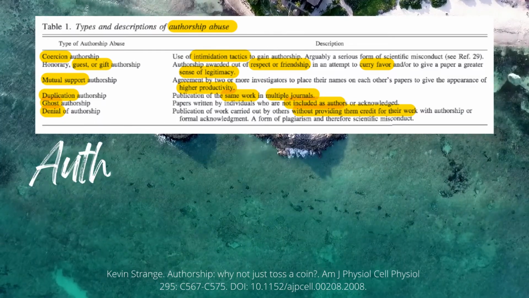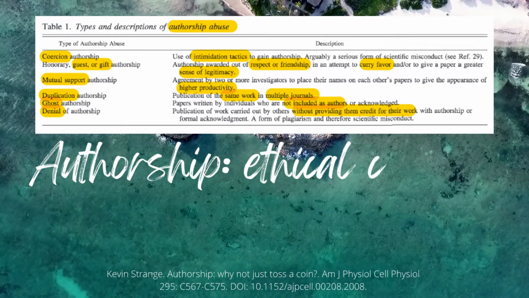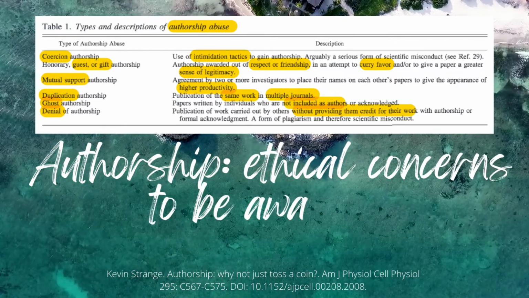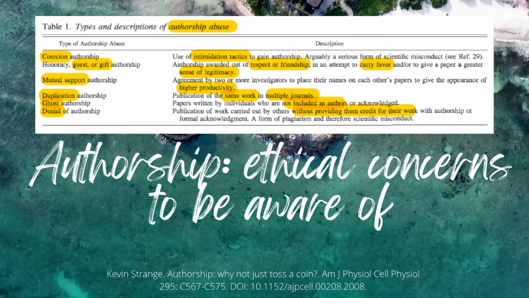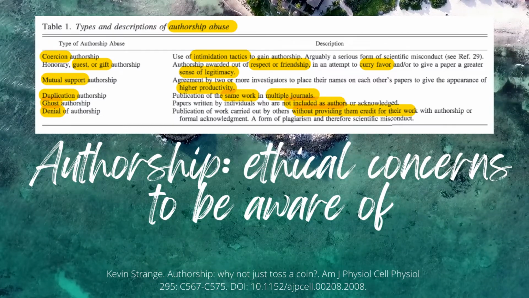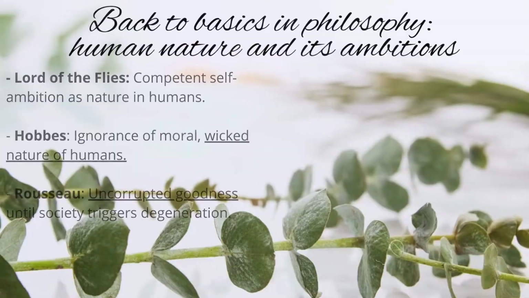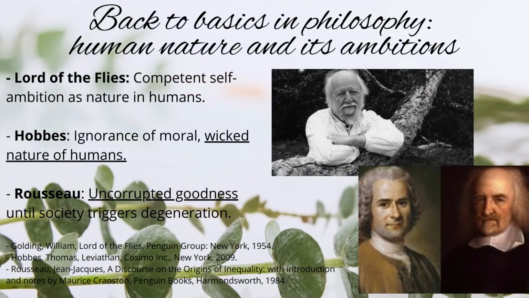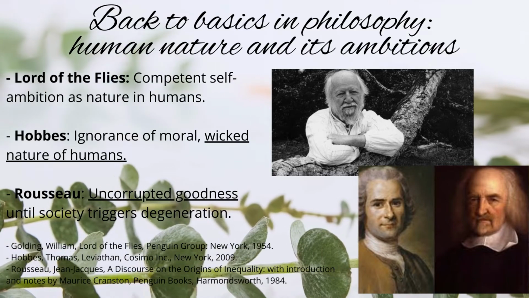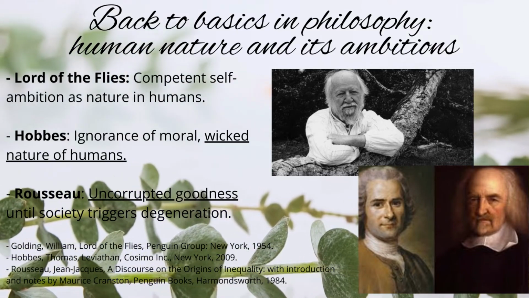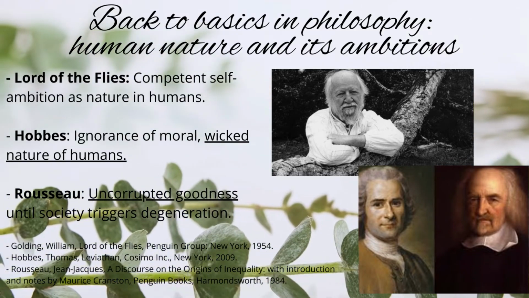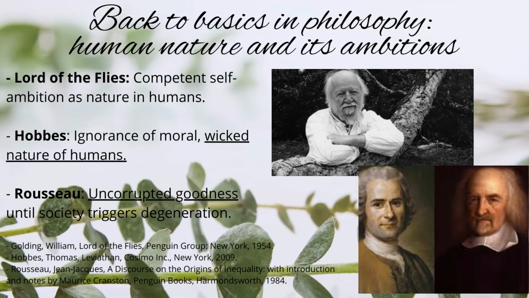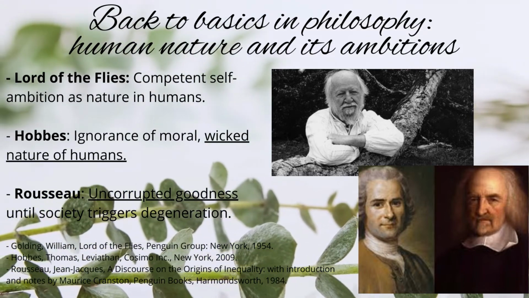Denial of authorship is when the publication of work is carried out by others without providing them credit of the work. It's a form of plagiarism, and therefore it's a scientific misconduct. So what can we do? How to address their priority and get back on track regarding the goals and sense of scientific research as a priority, taking to the side the mere individual interests in research?